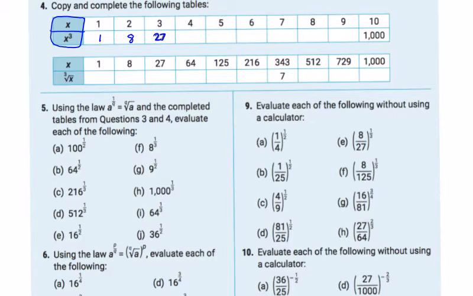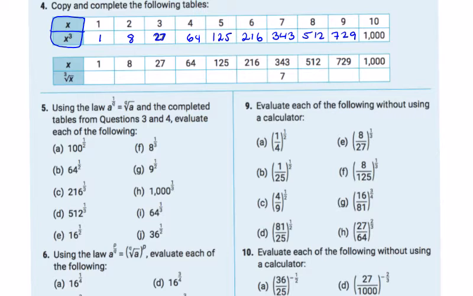4 to the power 3 is 64. 5 to the power 3, 125. 6 to the power 3, 216. 7 to the power 3 is 343. 8 to the power 3 is 512. 9 to the power 3 is 729. And 10 to the power 3 is 1000.